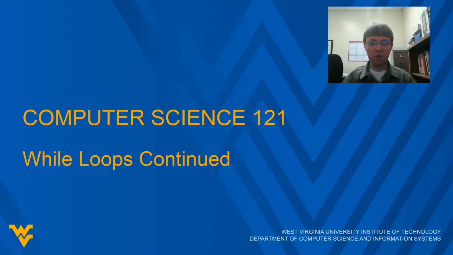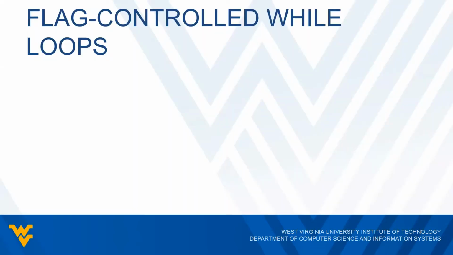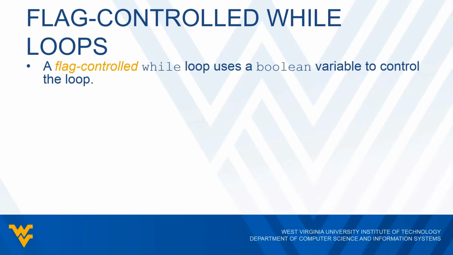In this lecture, we will continue our discussion of while loops. We'll start by taking a look at two more types of while loops. The first one is what we call a flag-controlled while loop. The idea with this loop is we take some Boolean variable and use that as our loop control variable.